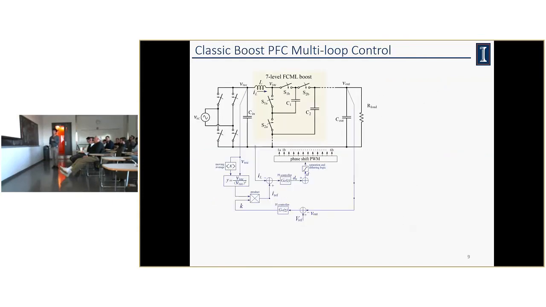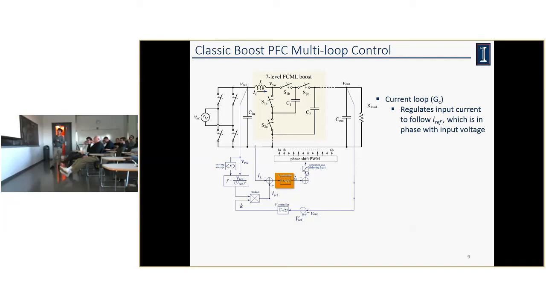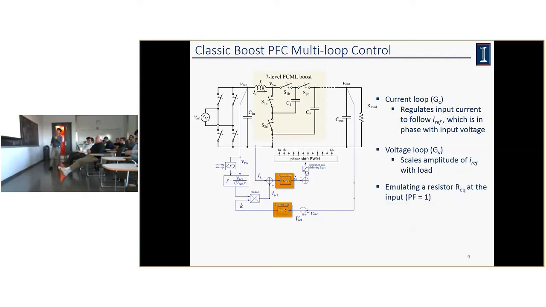Yeah. So let's continue. Basically it has two loops. The current loop, that is this one, is sensing the inductor current and following a reference that is in phase with the input voltage, such that it's driving the power factor to one. And the voltage loop is sensing the output voltage, and it provides a scalar to the reference current that's varying with the load. Essentially, if you analyze this whole transfer function with the impedance, it's trying to emulate a resistor at the input, such that the power factor is one.